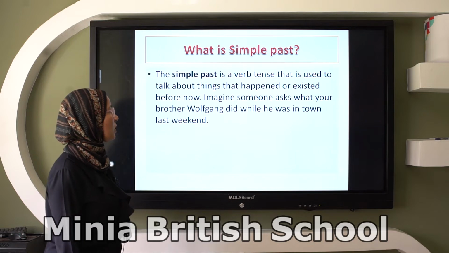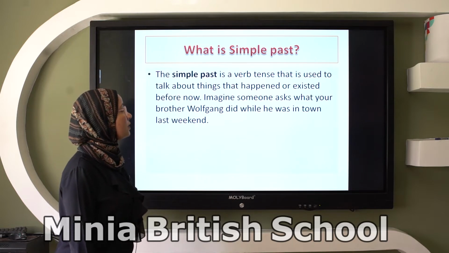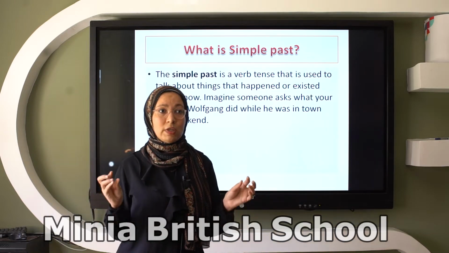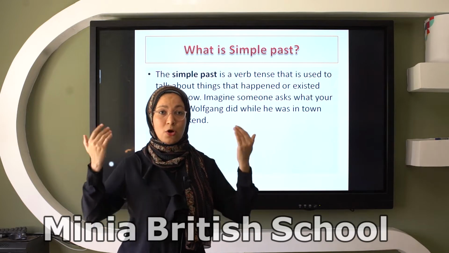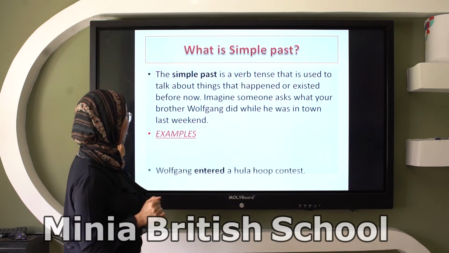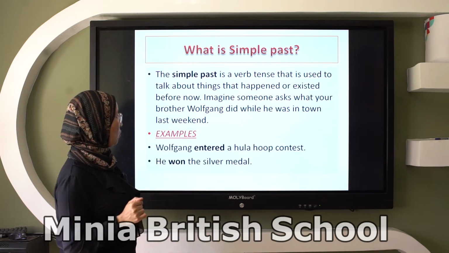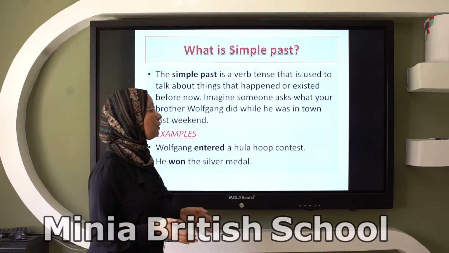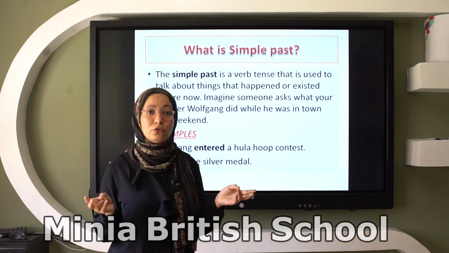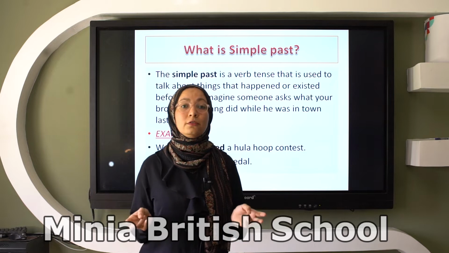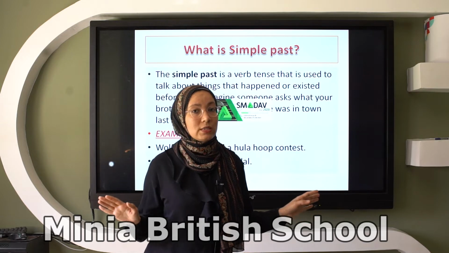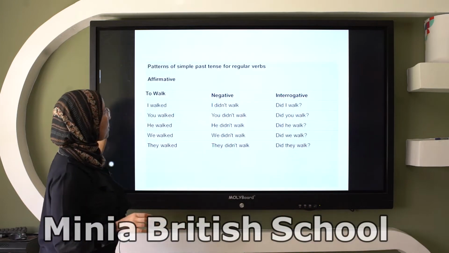Imagine someone asks what your brother Wolfgang did while he was in town last weekend. So past simple is about a form of a verb which is in the past, not now. For example, Wolfgang entered a hula hoop contest, or he won the silver medal. So we have here two different sentences with two different past verbs, happened in the past and finished. That's it.